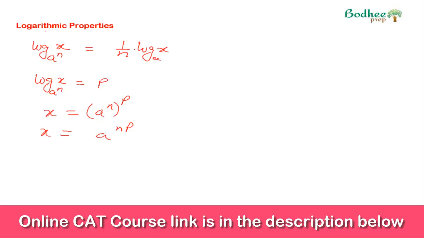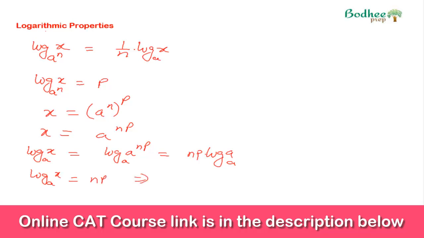Now again taking the log both the sides, it will be log of x, and I'm keeping the base as a. It is log of a with power np and base a. Again using the property, we can say that this is nothing but np into log of a with base a. Now this will become 1. So we can say that log of x with base a is equal to np, or we can say that the value of p is nothing but 1 upon n times log of x with base a. Now what is p? p is nothing but the LHS part, right? And this is nothing but the RHS part. So this is the property number 6.